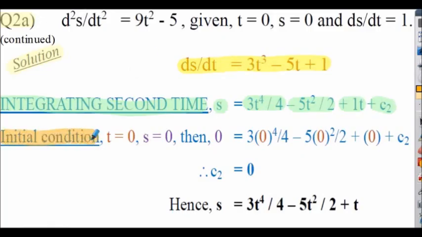Inserting the initial condition given in the question, this time t is equal to 0, s is equal to 0. We now have 0 on the left hand side, and replace a 0 wherever we see a t on the right hand side, so here, here and here, in my equation. By inspection we can see that c2 is 0. So our final solution for s is 3t to the power 4 divided by 4 minus 5t squared divided by 2 plus t. And that's the full solution to question 2a.